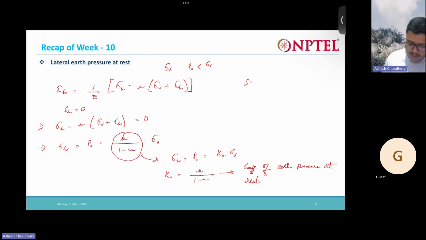So say mu is equal to 0.3. Then what is my K naught? 0.3 by 0.7, that is 0.43. So you can see it is less than 1, right? So the earth pressure at rest will always be less than the vertical stress that is acting.